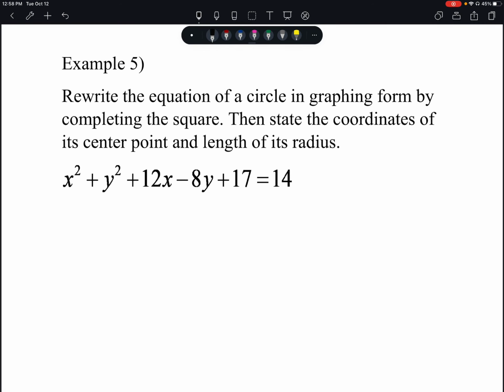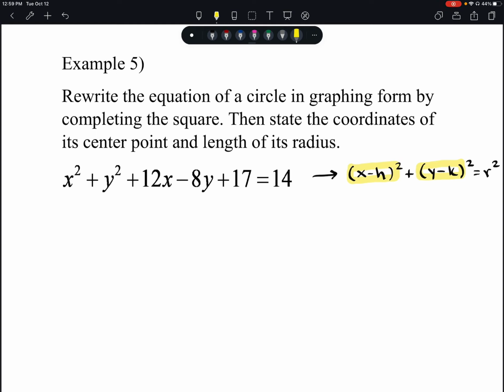So now it says to rewrite the equation of a circle in graphing form by completing the square. Then state the coordinates of its center point and the length of its radius. So with this one, we are trying to change this equation into this form: x minus h squared plus y minus k squared equals r squared. It's very similar to when we were completing the square with parabolas. We've got to get that perfect square trinomial that will factor into a binomial squared. And then we also have to do it a second time for the other variable.